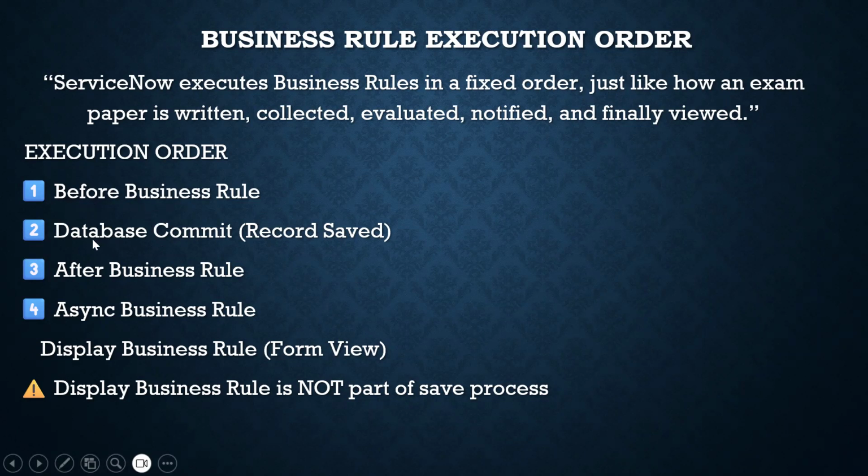Before business rule, database commit, after business rule, async business rule, display business rules. We have mainly 4 types of business rules available: before, after, async, display. But in the case of execution order, display business rule is not considered, as it's not part of the saving process. Why? Let's start.